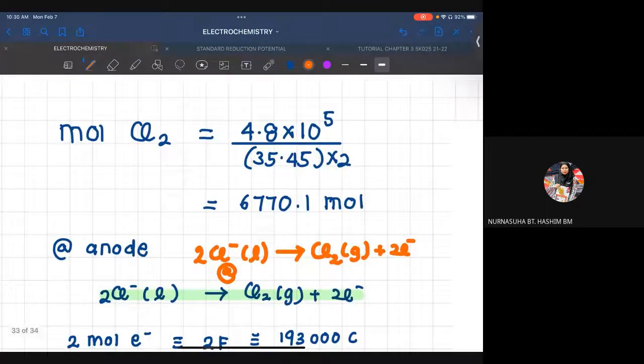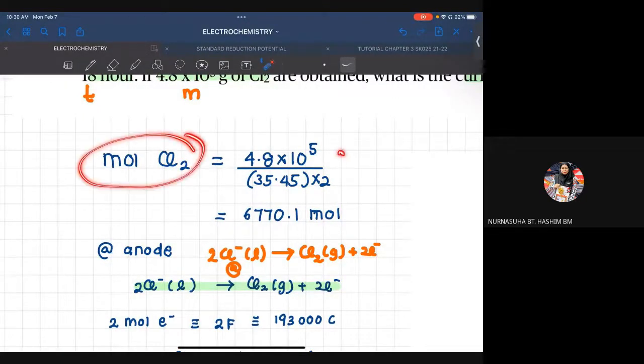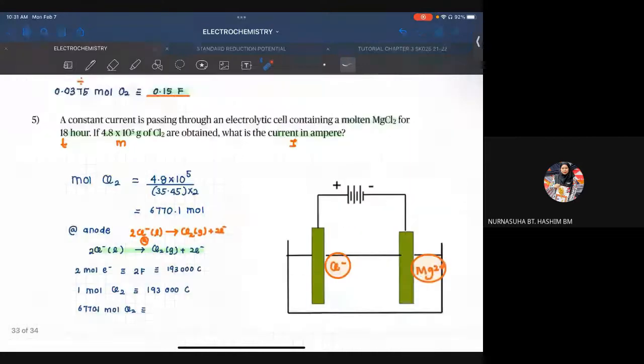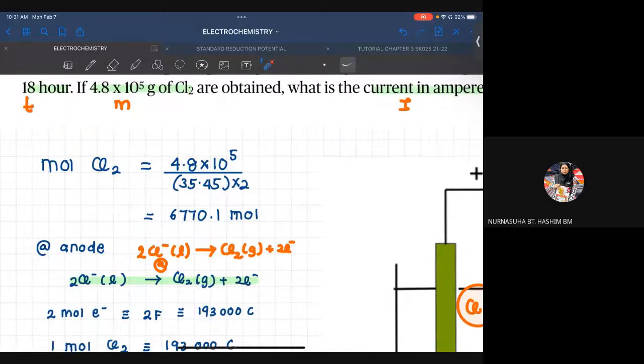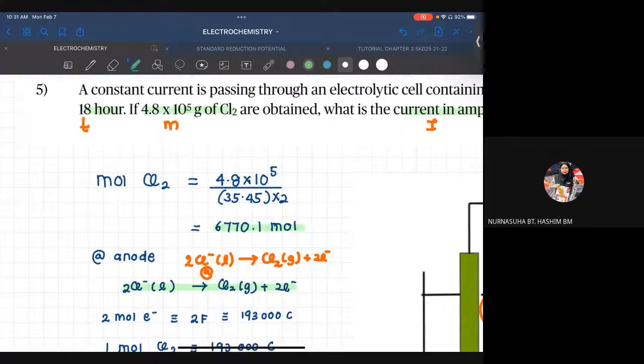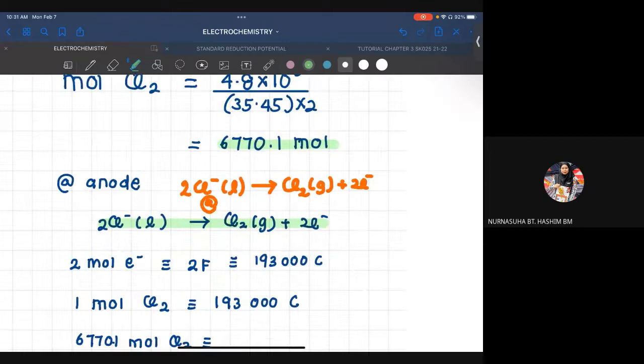But before that, kita cari dulu mol untuk chlorine. Okay, by using mass over molar mass. So this is the molar mass of chlorine. So yang ni cuba you kira 4.8 exponent 5 divided by 35.45 times 2. So 6770.1. So quite a big number here. Tapi tak pelik sebab mass dia agak besar. Okay, so we have a quite big number of mole.